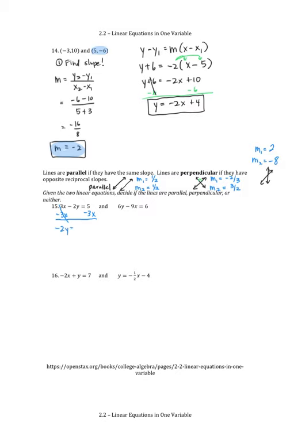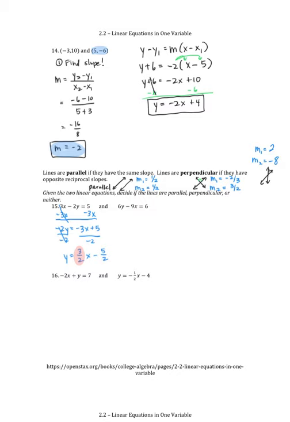So negative 2y is equal to negative 3x plus 5. Divide by negative 2. So y is equal to 3 halves x minus 5 halves. The only thing we care about in this situation is the slope. So we are looking at the slope. All right, so 3 halves is the slope of that one.